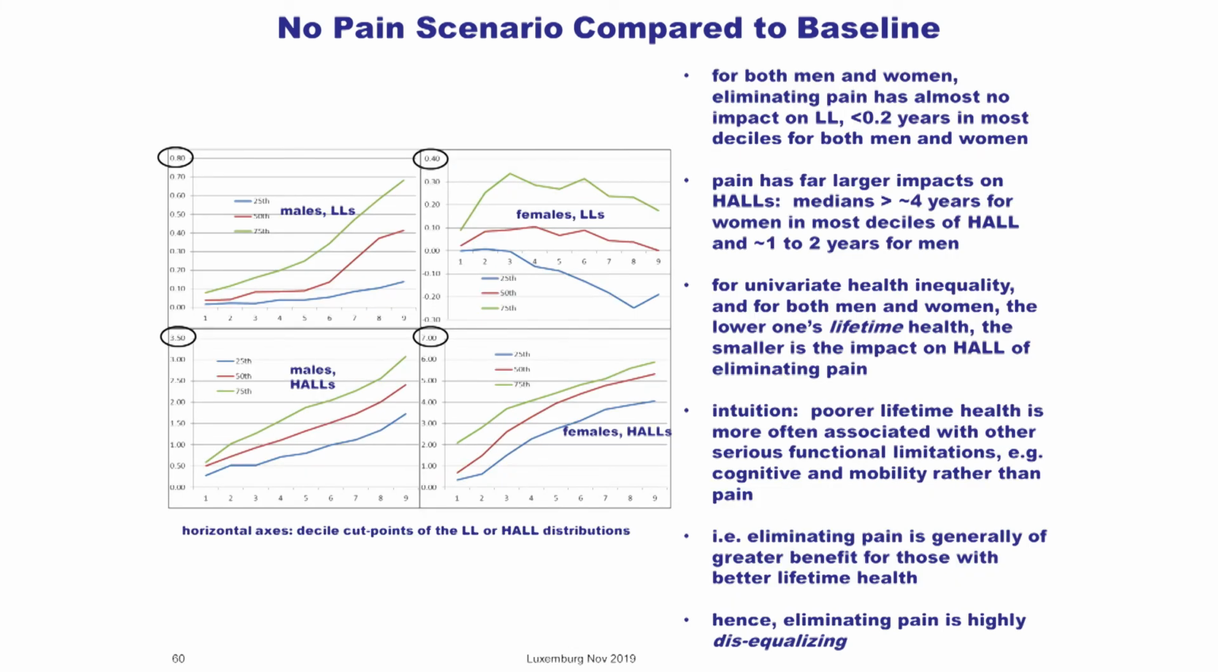So for both men and women, eliminating pain has almost no impact on life lengths, about 0.2 of a year or less in most deciles. Pain has far larger impacts on health-adjusted life lengths. We already saw that. So greater than 4 years for women in most deciles, and about 1 to 2 years for men. For univariate health inequality for both men and women, the lower one's lifetime health, the smaller is the impact on health-adjusted life expectancy or life length of eliminating pain.